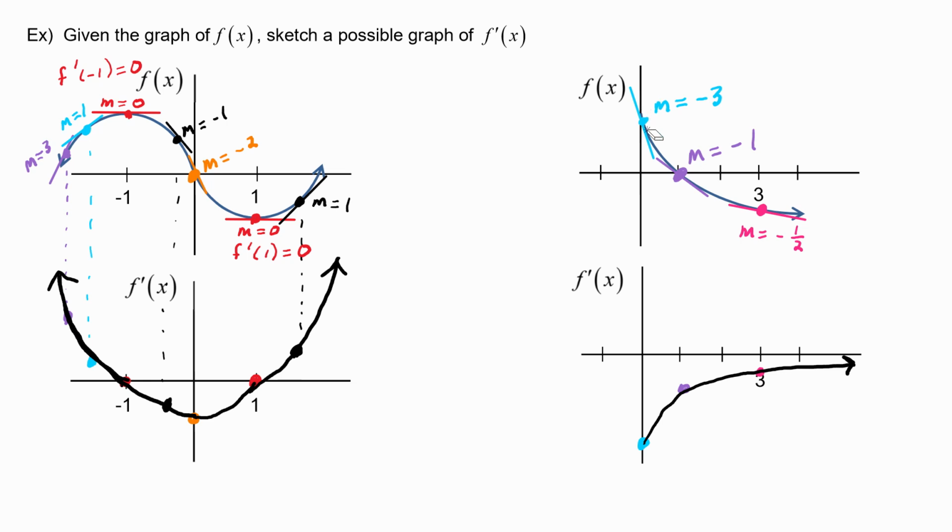So once again, it started out the steepest negative slope, so that should have been your most negative y value on the graph of f prime. Then, as you go along the curve, the slope is still negative, but it's getting closer to 0 as you go along. So all the y values are still negative, but getting closer to 0 as we go along.